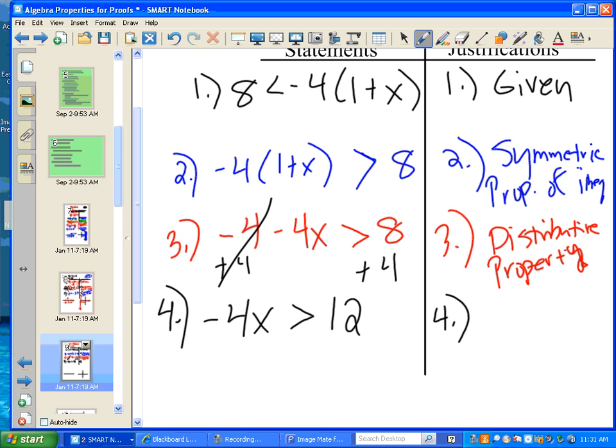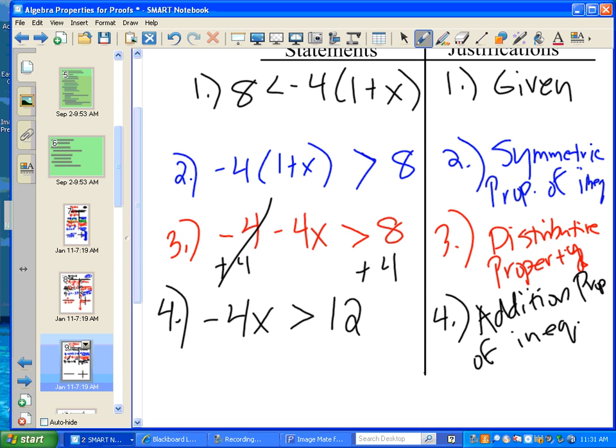And justification for that, Jake, is what? Good job. Oh, wait. Addition property of what? Good. Why is it inequality and not equality? Good job. Since it's greater than, addition property of inequality, not equality. Okay? All right, last step.